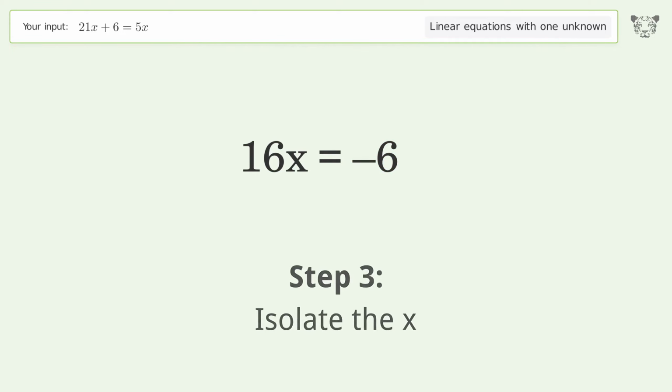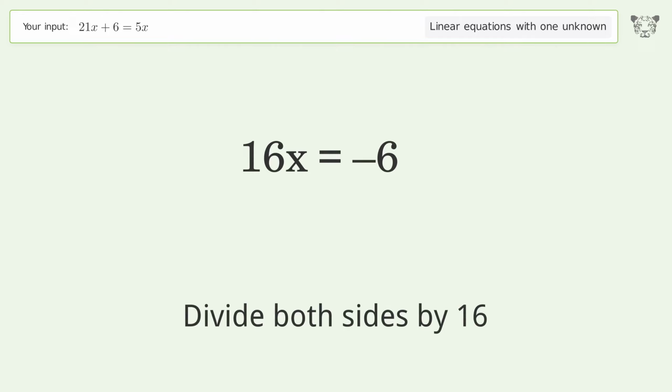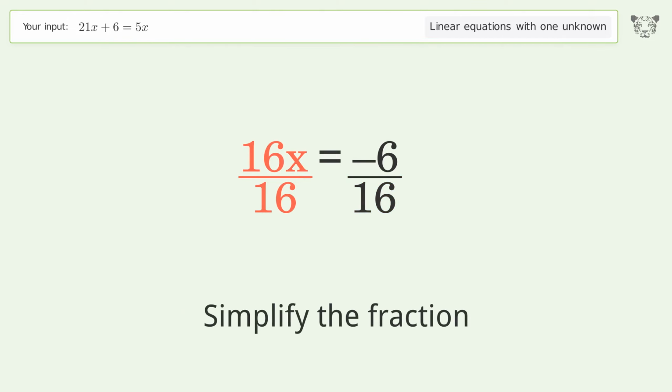Isolate the x. Divide both sides by 16. Simplify the fraction.